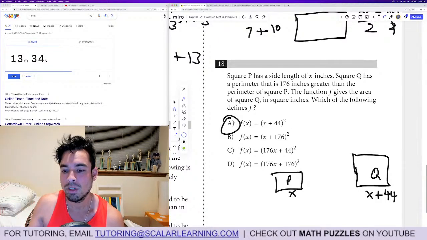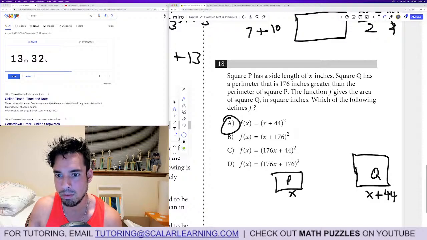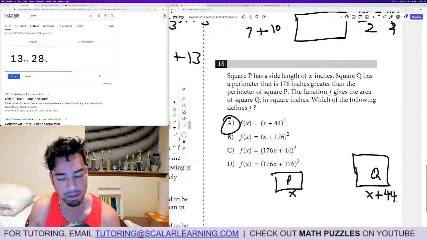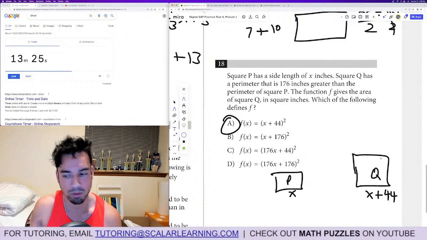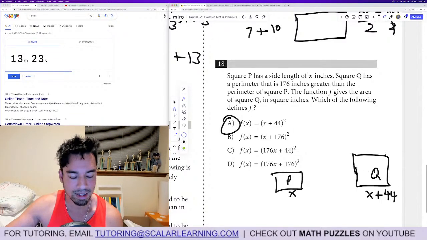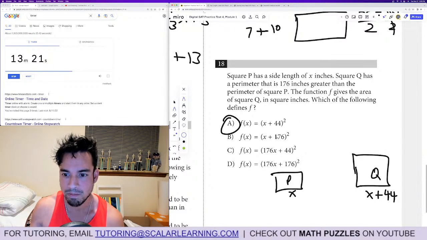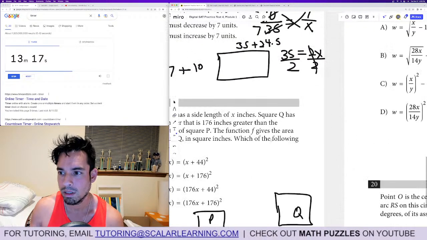Because if you see what I'm saying, this would be a perimeter of 4x. This would be a perimeter of 4x plus 176, because it'd be 44, 44, 44, 44. So that's the right side length, and then side length squared is, of course, area. So that's all I'm doing, squaring the side length. Boom, done. Okay, let's see, 19.